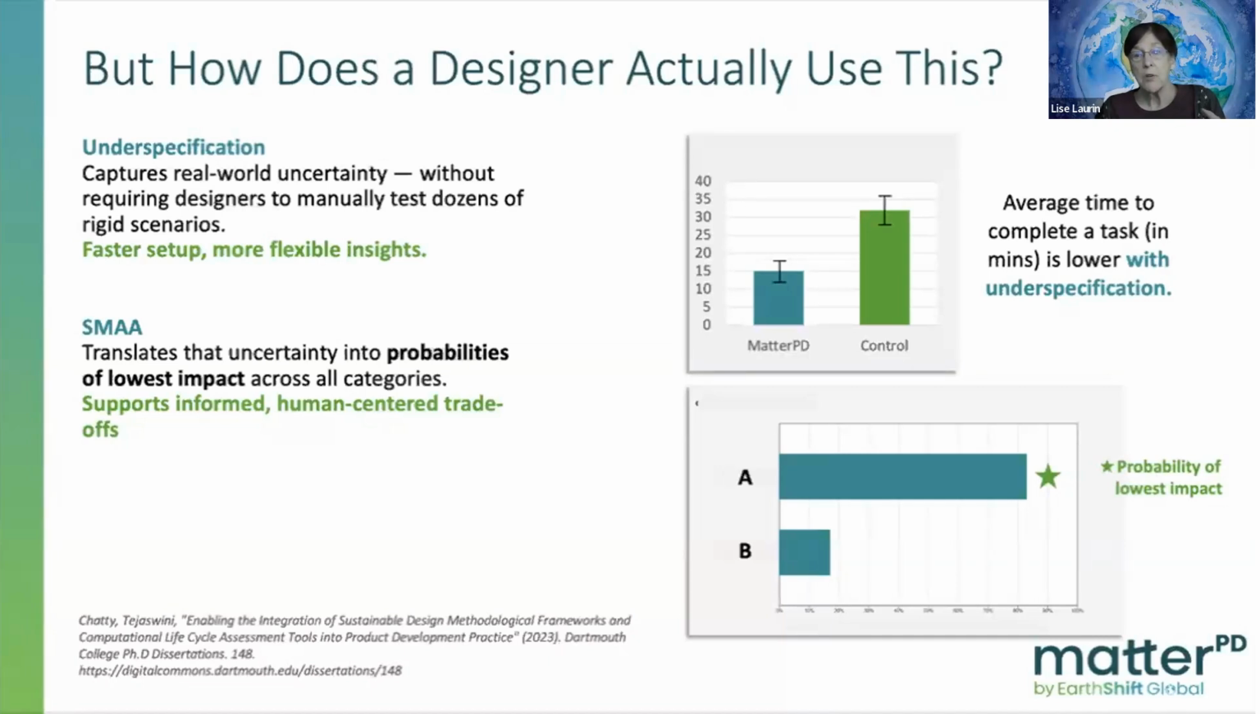technique. Stochastic multi-attribute assessment allows us to choose what's the probability of lowest impact. If we look at the graph below, A has got much higher probability of having lowest impact. Move forward, make your decision, and move on.